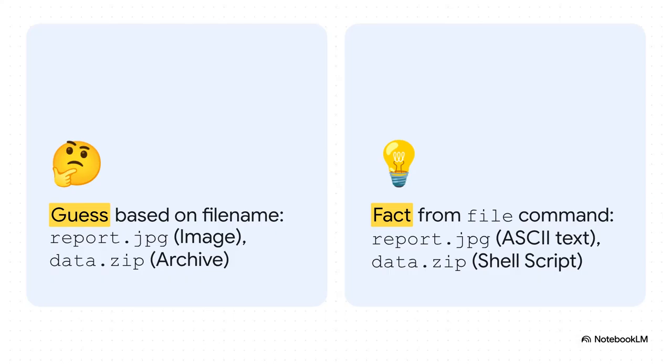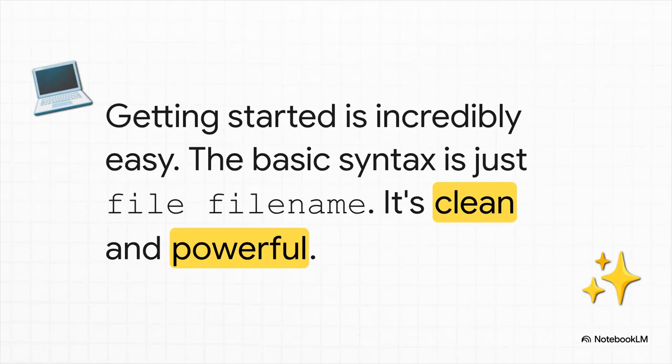And the difference? It's night and day. You might guess report.jpg is a photo, but file tells you the hard fact. Nope, it's just a plain text file. And that data.zip you were about to unzip? Turns out it's an executable shell script. That's a huge red flag, and exactly the kind of thing you need to catch. And you know what the best part is? It is so easy to use. The basic syntax is just file, and then whatever file you're curious about. That's it. Simple, clean, and incredibly powerful.